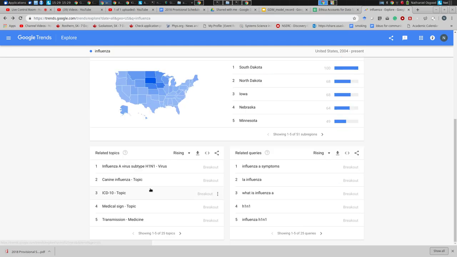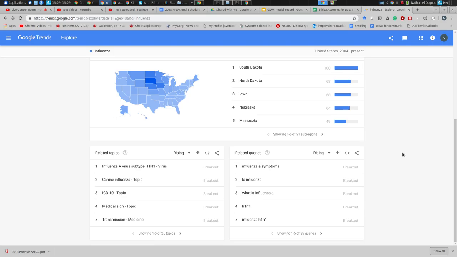You'll notice there's a set of related topics given. And these are, I want to emphasize, not terms, not queries, indeed those lie on the right, but topics. Within this engine of Google Trends, there's a distinction made between a topic, which can involve a set of related search terms on the one hand, versus a specific query. What's shown on the left is related topics, so broader categories. What's shown on the right is related queries.